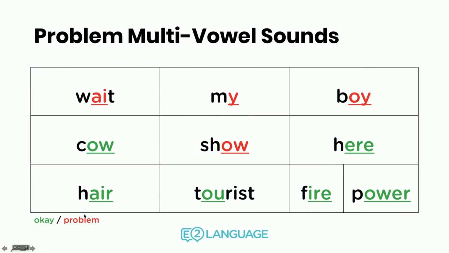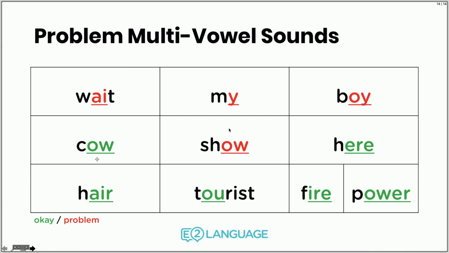So let's practice saying them and try to articulate them correctly. So in green are the ones that you should be okay with. For example, ow as in cow, air as in hair, as in tourist, ear as in hear, ire as in fire, hour as in power. These all should be okay. You may have problems when pronouncing words like a as in wait, I, my, oi, boy, oh, show.